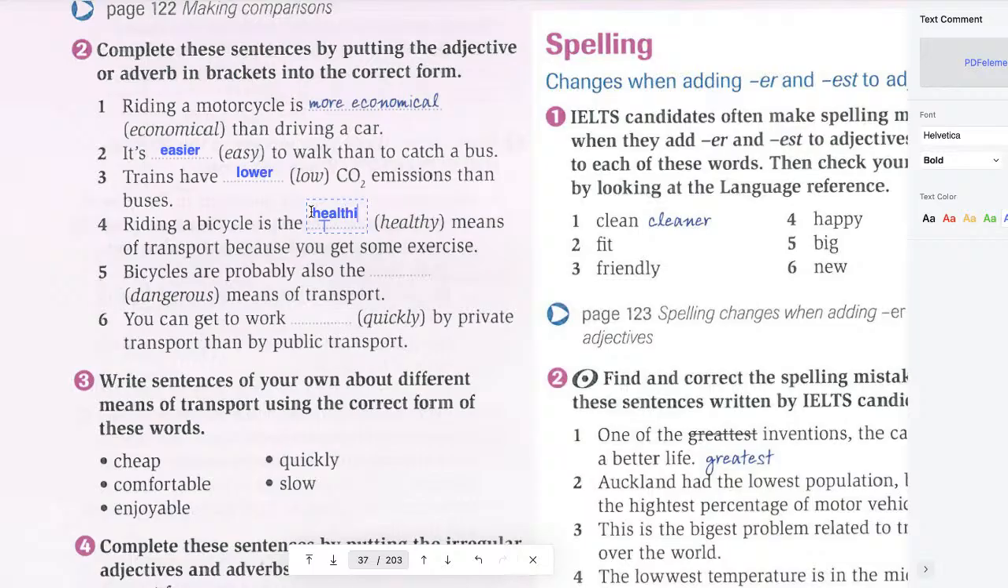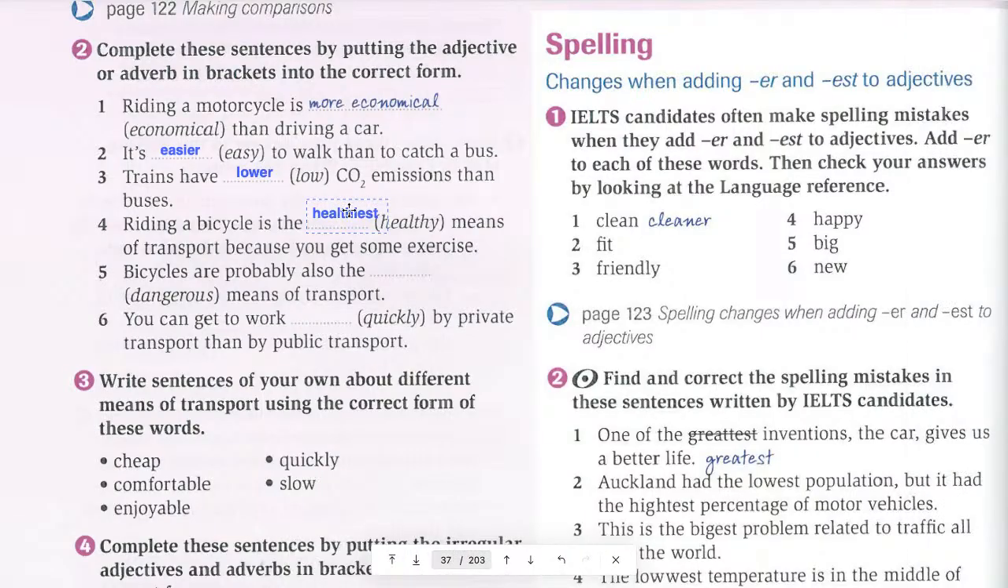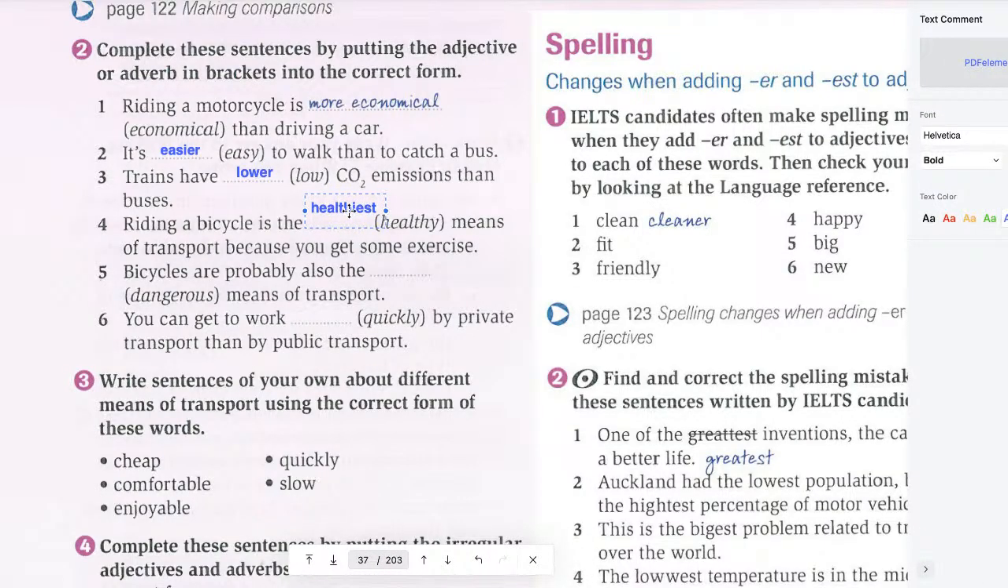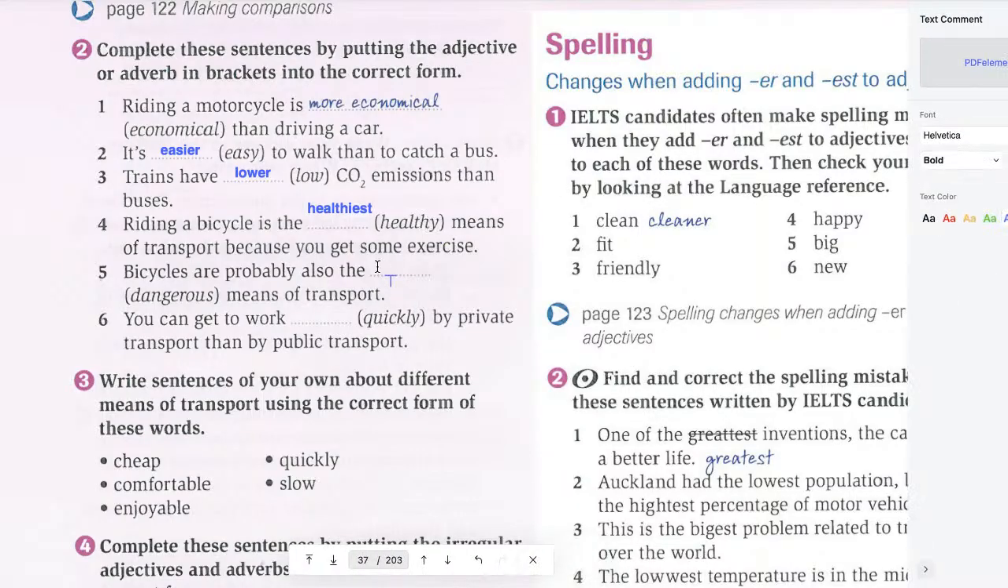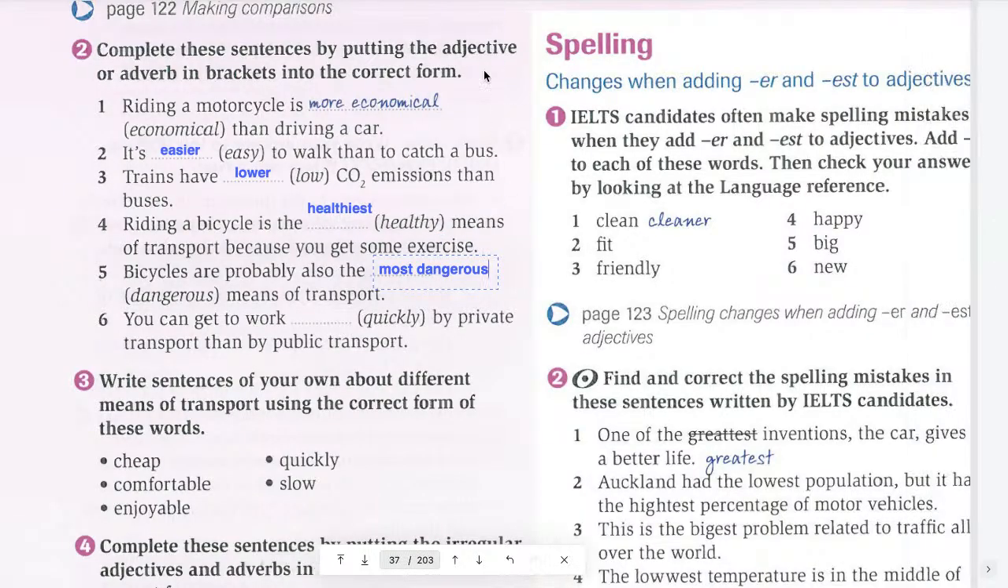Yes, riding a bicycle is the healthiest means of transport because you get some exercise. Healthiest. Okay? Yes. Number 5, Kiệt. Bicycles are probably also the most dangerous means of transport. Yeah, most dangerous, right? Number 5, most dangerous. Bicycles are probably also the most dangerous means of transport.